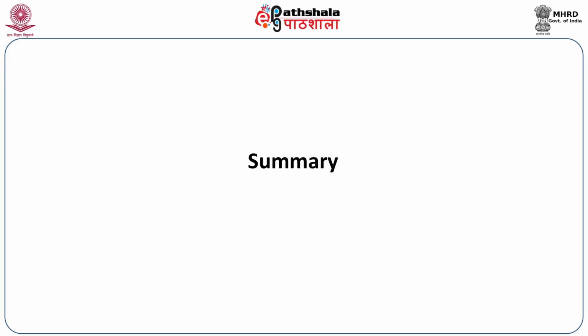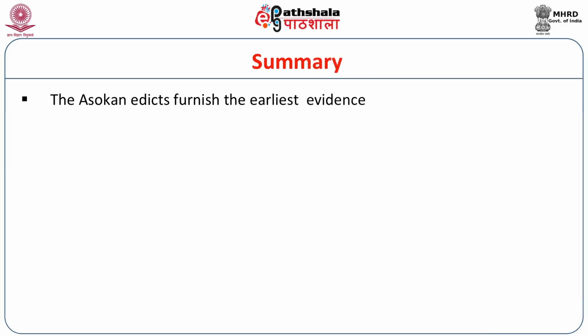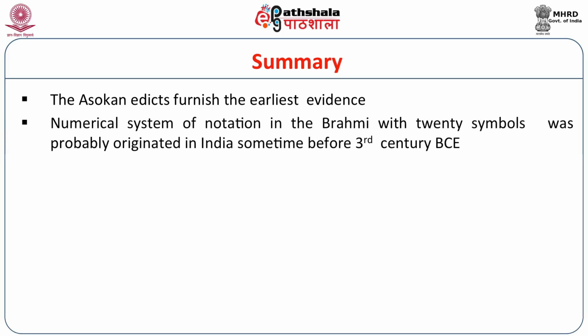Summary. Now we shall come to the summary. Thus the Ashokan edicts furnish the earliest evidence of the use of some notational system in India, and as we have discussed, the Minor Rock Edict 1 gives an idea about the use of Brahmi numerical notation. 256 is the number which is mentioned in the Minor Rock Edicts of Ashoka. The numerical system of notation in Brahmi with 20 symbols was probably originated in India sometime before 3rd century BCE when Ashoka used the system.